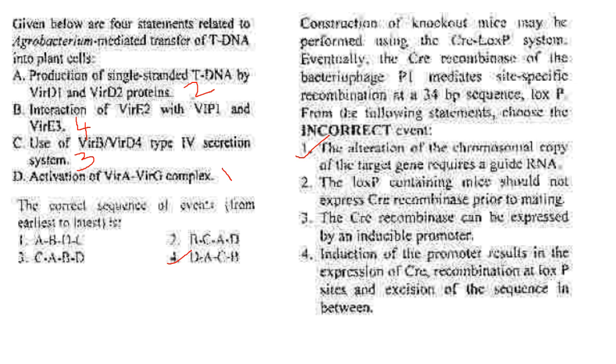Next one. Construction of knockout mice may be performed using the Cre-Lox system. The Cre recombinase of the bacteriophage P1 mediates site-specific recombination at a 34 base pair sequence, loxP. Choose the incorrect statement from the following. So, this is a question from the Cre-Lox P recombination system.